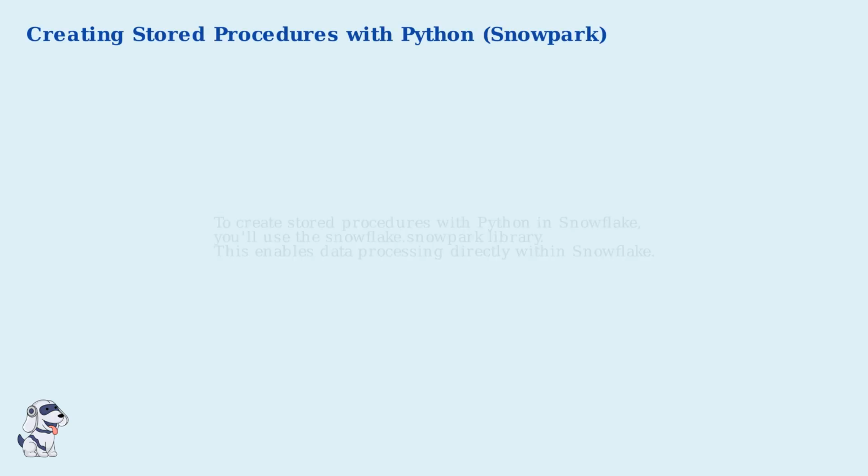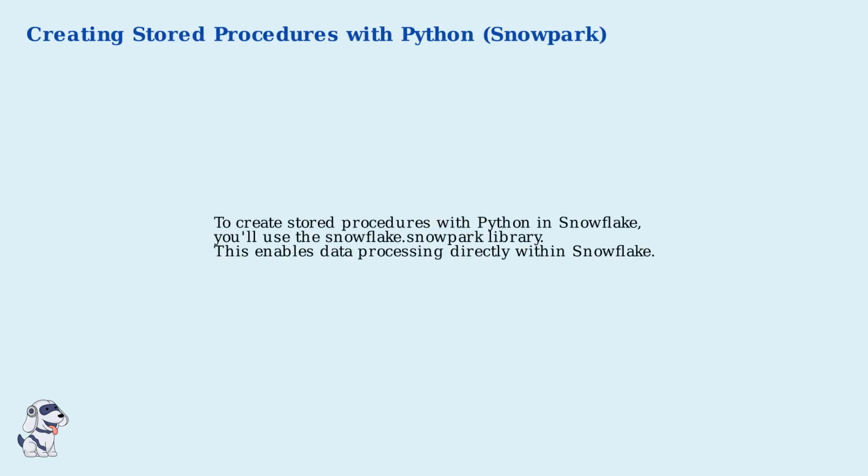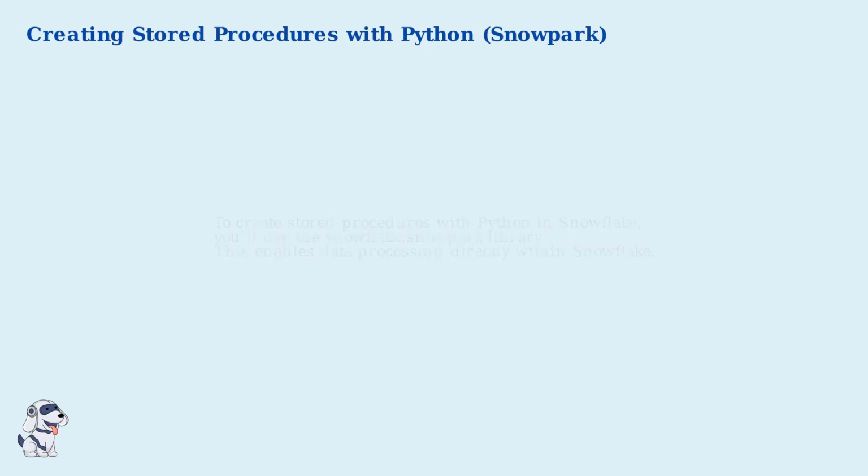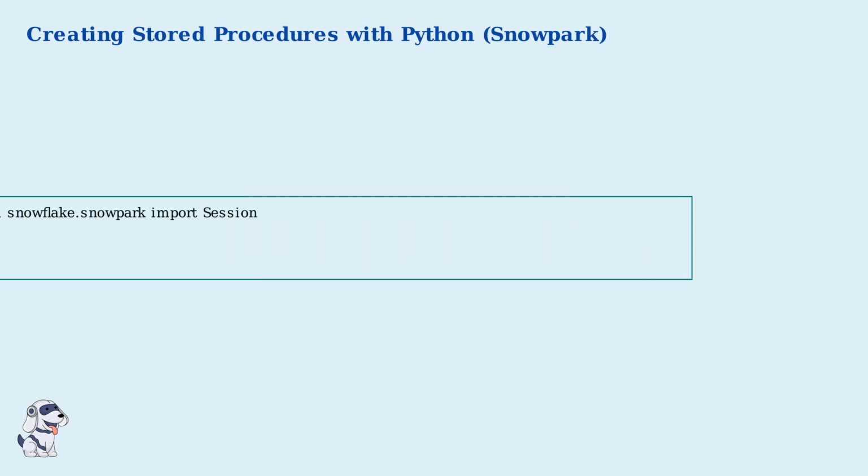To create stored procedures with Python in Snowflake, you'll use the snowflake.snowpark library. This enables data processing directly within Snowflake, leveraging Snowpark's DataFrame API for efficient operations. Here's a complete example of creating a stored procedure. First, import the session class from snowflake.snowpark. Define a function that takes a session and a parameter. The session represents your connection to Snowflake.